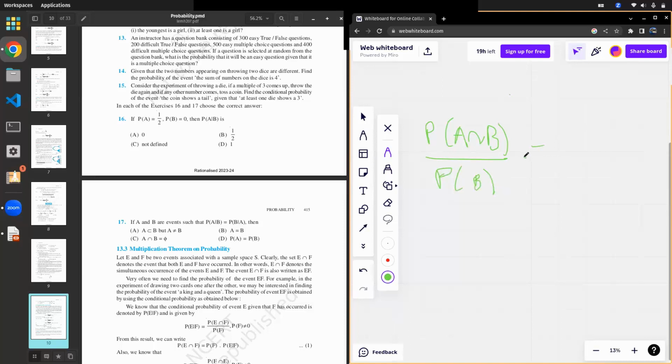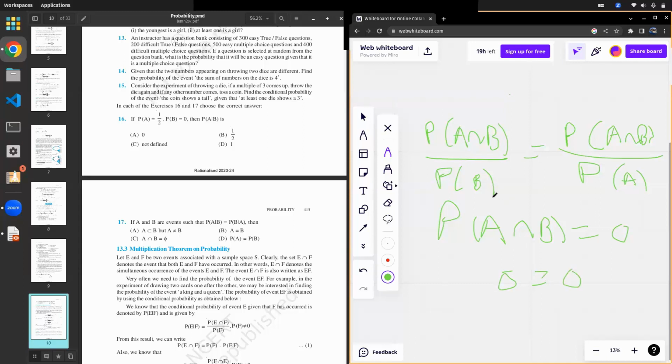This is given equal to P of A intersection B. So from the options, if we see, we can say P of A is equal to P of B, or we can say if P of A intersection B is equal to 0, then also we will get 0 is equal to 0. Or if P of A is equal to P of B, then also we'll get the same. So I think the answer will be C and D both, since no extra information is given about the events. We can say both the options can be true.